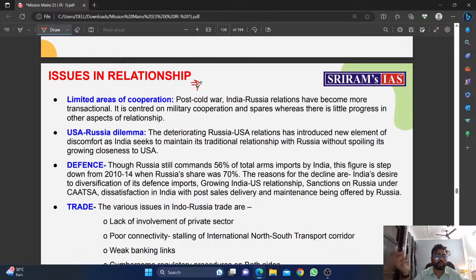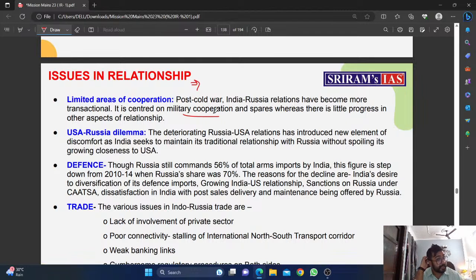First of all, we still have very limited areas of cooperation. In the post-Cold War period, India-Russia relations have become more transactional, centered on just military cooperation. Other kinds of relationship have developed only in the last 10 years. So there was a huge gap in the India-Russia relationship, and the reasons were many. Even Russia was struggling with its own political crisis, as it is even now.